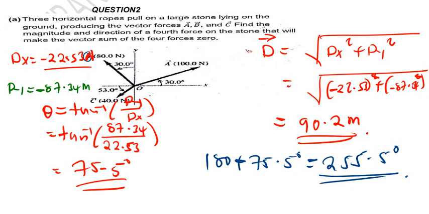Okay, it is also important to know how to report the answers. It doesn't matter, as long as you know that this is the displacement. So if you want, you can tell them that the vector d is going to be 90.2 meters at an angle of 255.5 degrees from positive x-axis. As simple as that. Sorry, sir, meters or Newton? Oh, sorry, newtons.